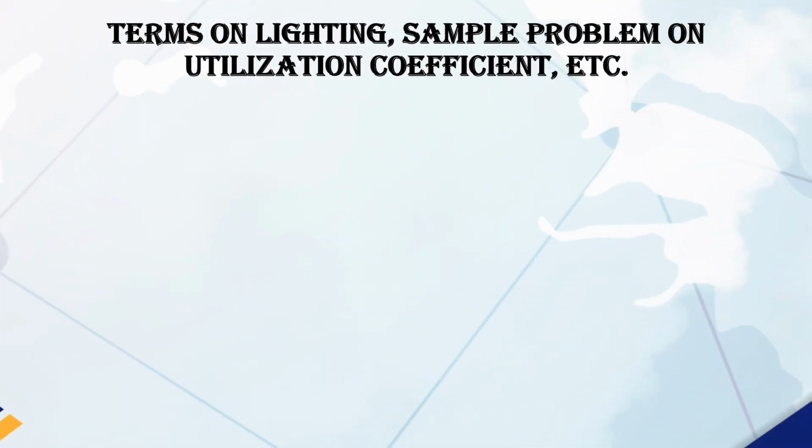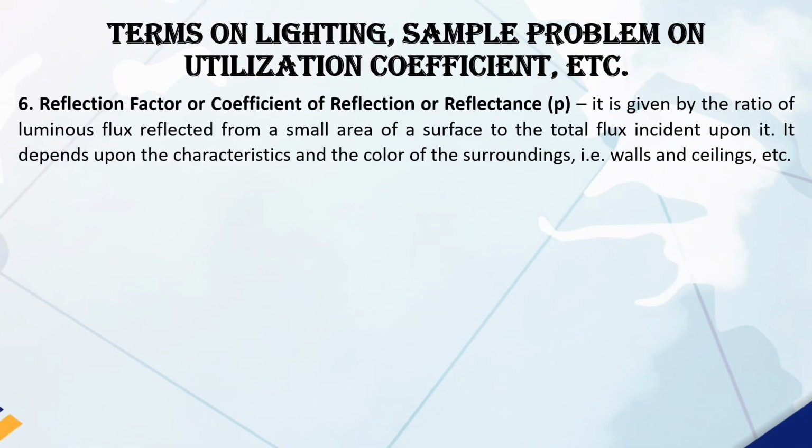Sixth, reflection factor or coefficient of reflection or reflectance. Its symbol is a small letter ρ. It is given by the ratio of luminous flux reflected from a small area of a surface to the total flux incident upon it. It depends upon the characteristics and the color of the surroundings, for example, walls and ceilings, etc. It is the measure of how much light is reflected off a surface compared to the total amount of light that hits it.